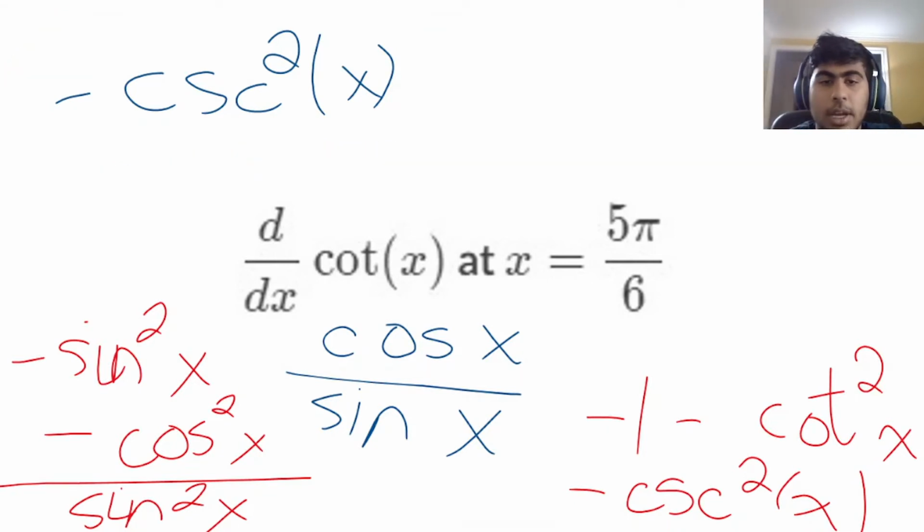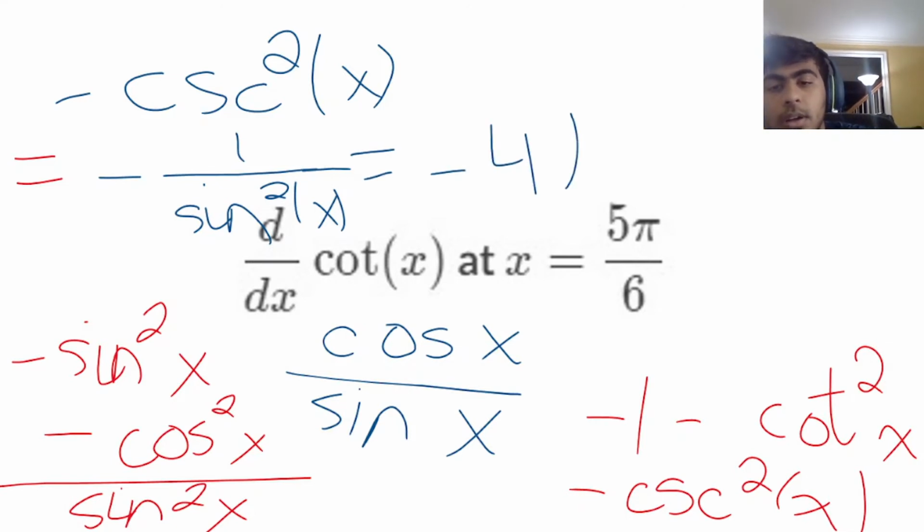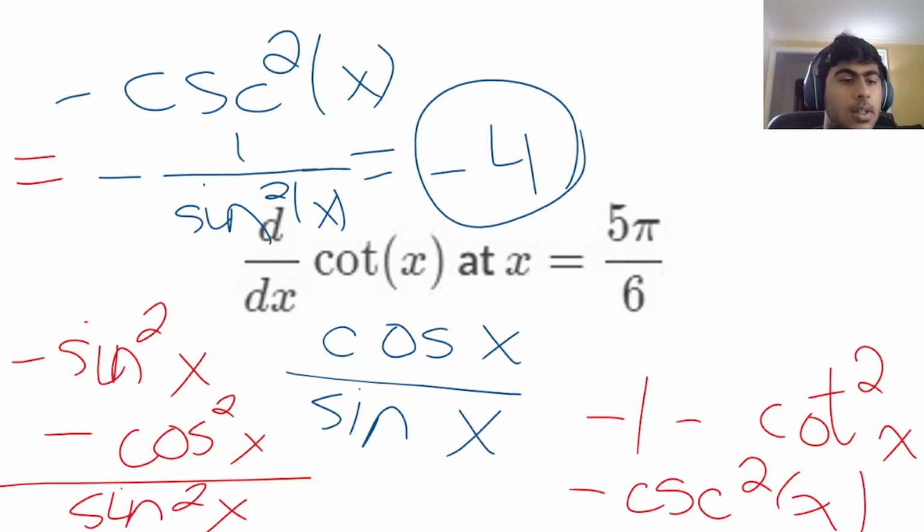But now we have to actually find out what we get when we apply 5 pi over 6. So cosecant is 1 over sine, so this is just going to end up being negative 1 over sine squared x. So sine of 5 pi over 6 is going to be 1/2. 1/2 squared is 1/4. And then negative 1 over 1/4 would equal negative 4. That is our answer. Let's move on.